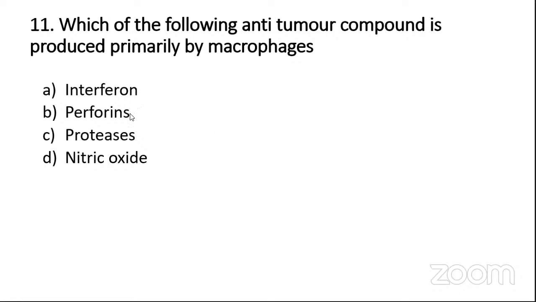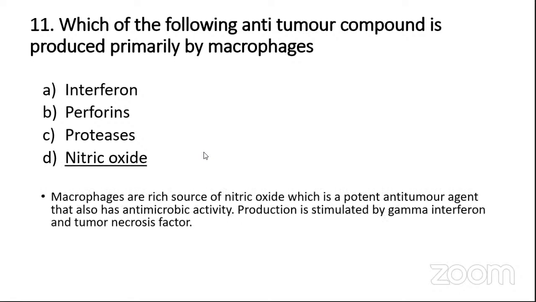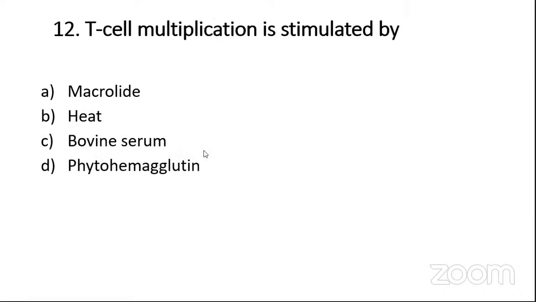Which of the following anti-tumor compounds is produced primarily by macrophages? Interferon, perforins, proteases, nitric oxide. Interferons are produced by which cells? Virally infected cells. Perforins are mainly produced by complements. The same way proteases are also mainly produced by complements. So it is nitric oxide which is the main anti-tumor compound produced by the macrophages.